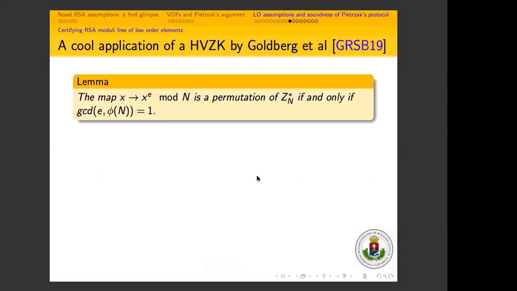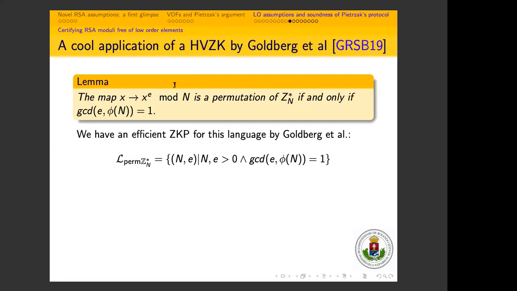So how can we certify integers, so that I can prove to you that an integer does not contain any low order elements. And for that, we use a result by Sharon Goldberg from Boston University. There's a lemma which says that the map x to the e mod n is a permutation if and only if e is co-prime to phi of n. And in this paper by Goldberg et al., they show a zero knowledge proof system for this very language, what we need.